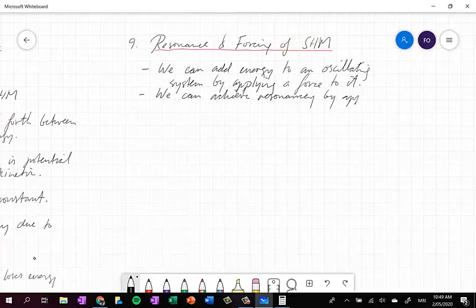by applying the force at the same frequency as the oscillation. What that means is, for example, the most obvious example is if we have a little brother or sister who's sitting on a swing and they're swinging back and forth. If we push them once every swing, we can give them a much bigger amplitude on that swing.